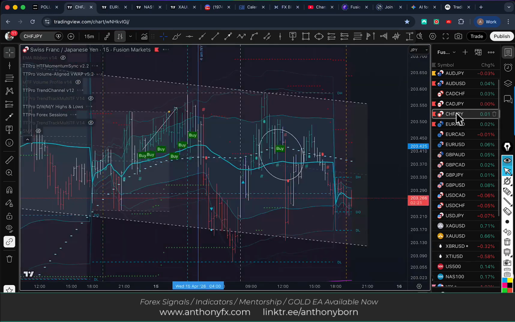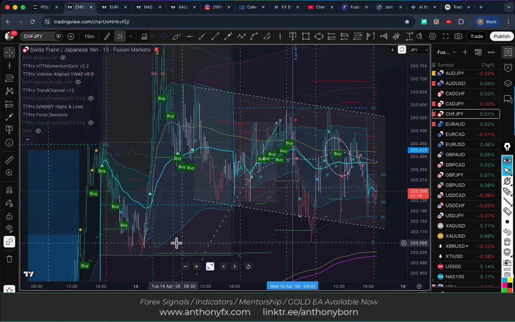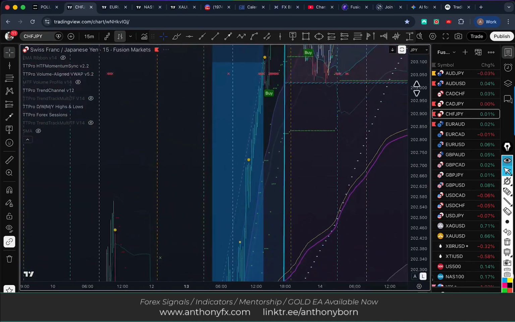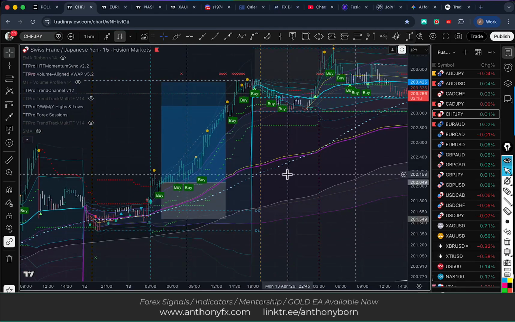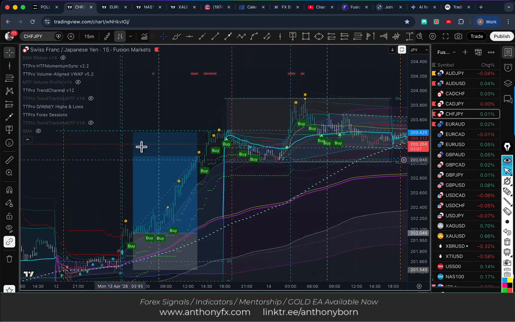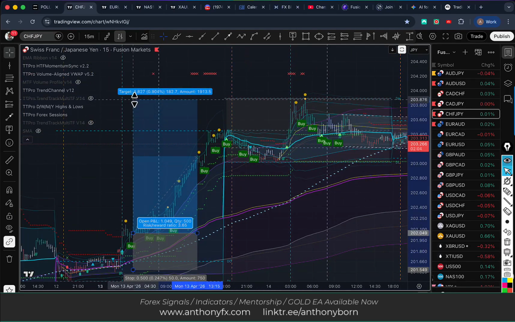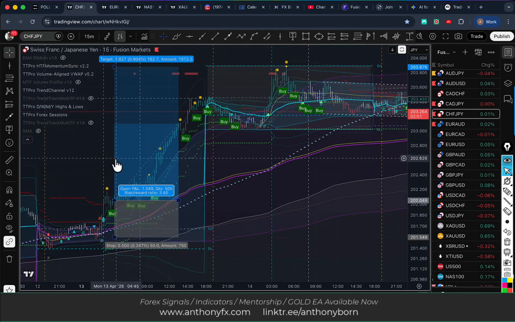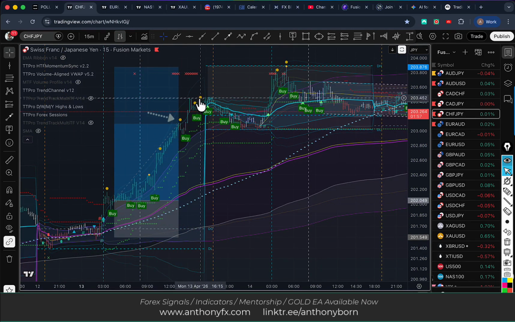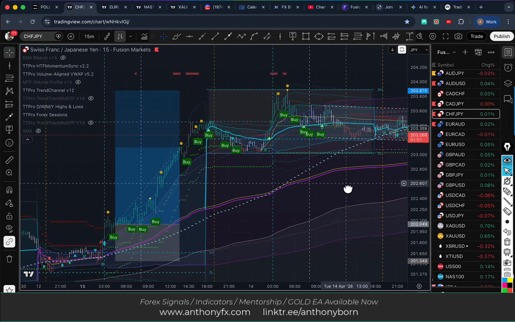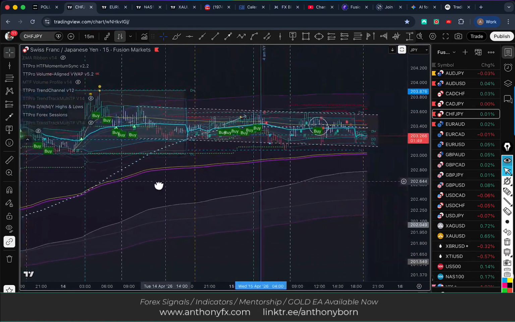Swissy yen, we had one earlier on in the week, so this was the beginning of the week. Buy on the next buy signal was the thing, and that continued up depending on how well you manage that trade. Again, I would close early, partial profits, and then look to scale out when you see these orange dots come into play. So that was a Swissy yen early on.